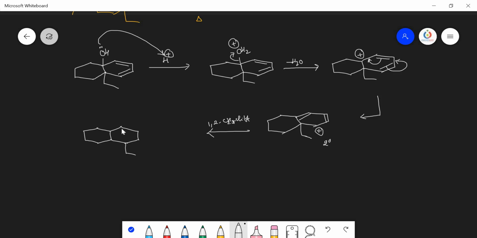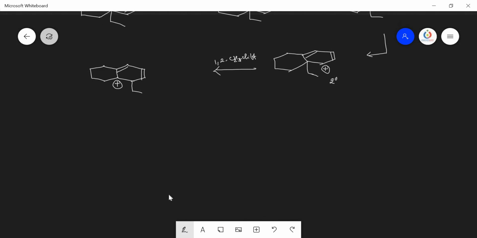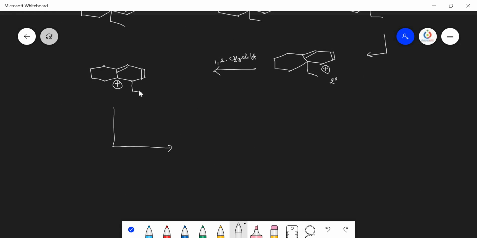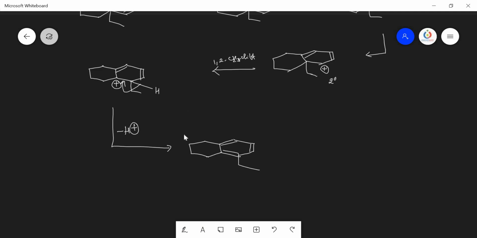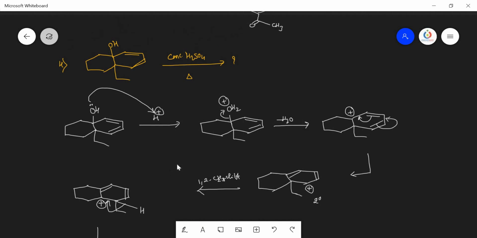So the ethyl group will come over here. Here double bond is there. Here double bond is there. Here positive charge. Now this is the tertiary carbocation. From this tertiary carbocation, the hydrogen in this position will be eliminated as H plus ion, to get the aromatic nature of this molecule. So this is the product for this particular reaction.